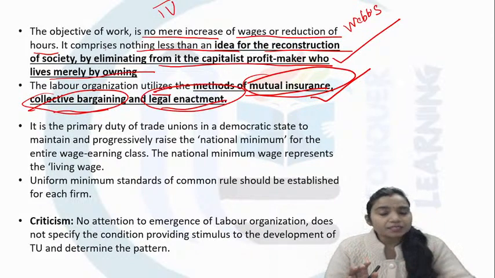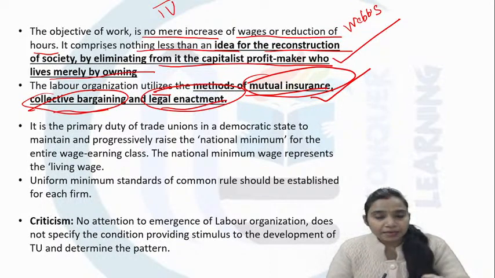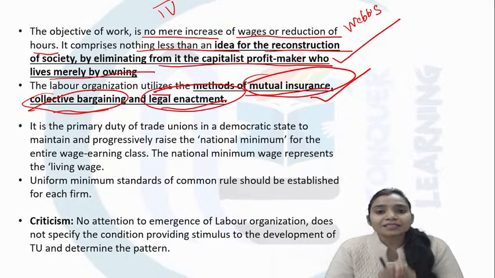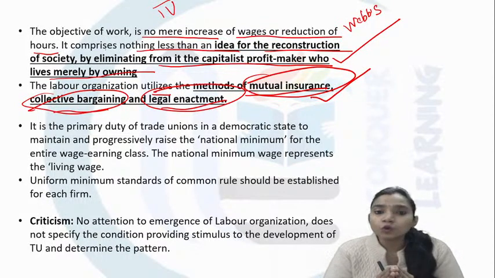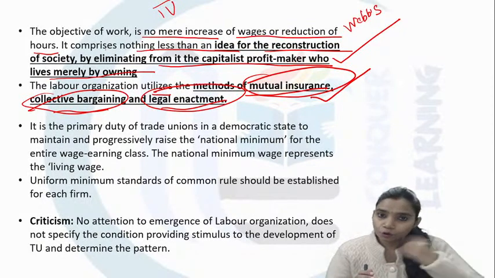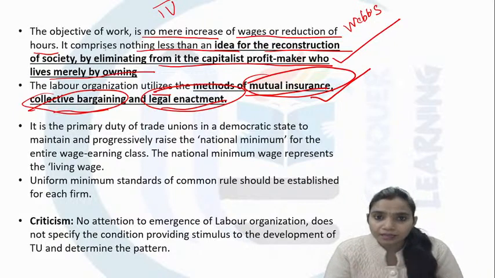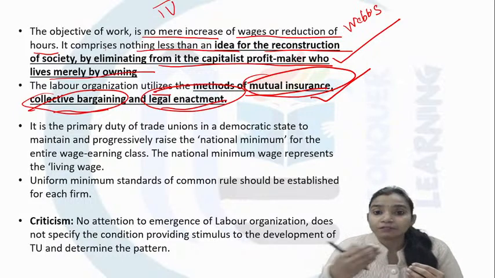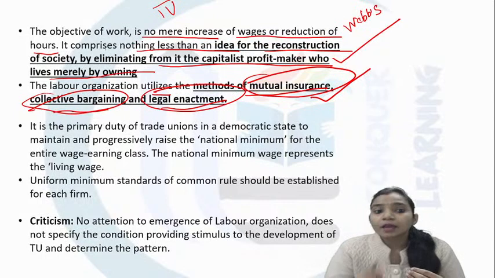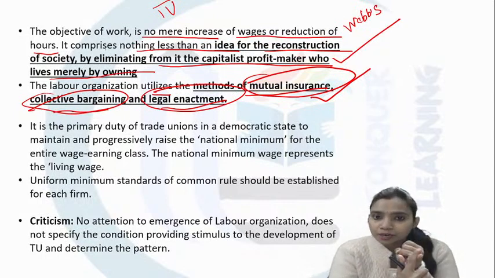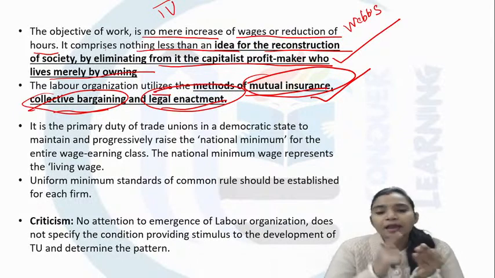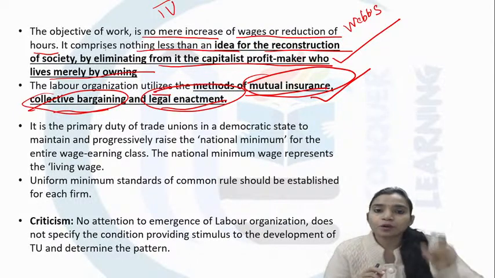Now, let me summarize the thing which Webb has given. Webb said trade union is formed as a result of class struggle between two classes, capitalist and labor. According to him, it's not removing or throwing away the capitalist, not dominating the employer, but reconstructing the society or the industry in such a way that the employees also have participation. And how can this be done? By mutual insurance, by collective bargaining, and by legal enactment. These are the important points which I have summarized.